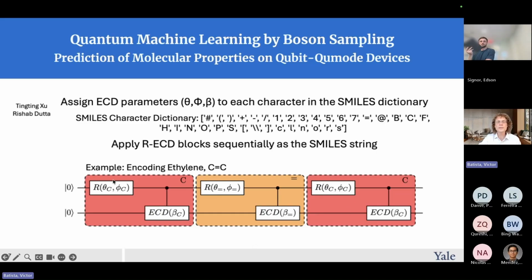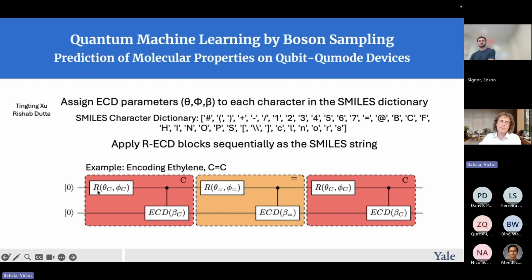Here in this quantum computer, what we're going to do is assign a parameter for the rotation of the qubit, and that corresponds to carbon whenever the molecule has a carbon in its representation. And here we are writing this representation of molecules by using the dictionary of what is called SMILES strings. And then the conditional displacement also has a displacement parameter that corresponds to carbon. The double bond will have its own corresponding parameters, and then this next carbon has the same parameters as this one.